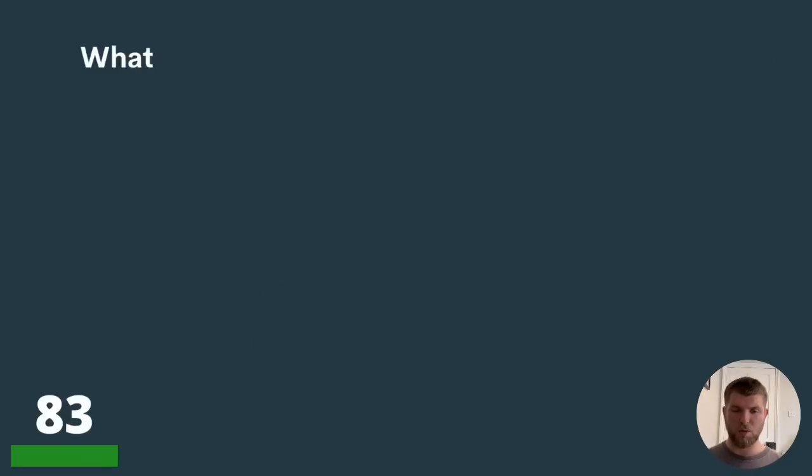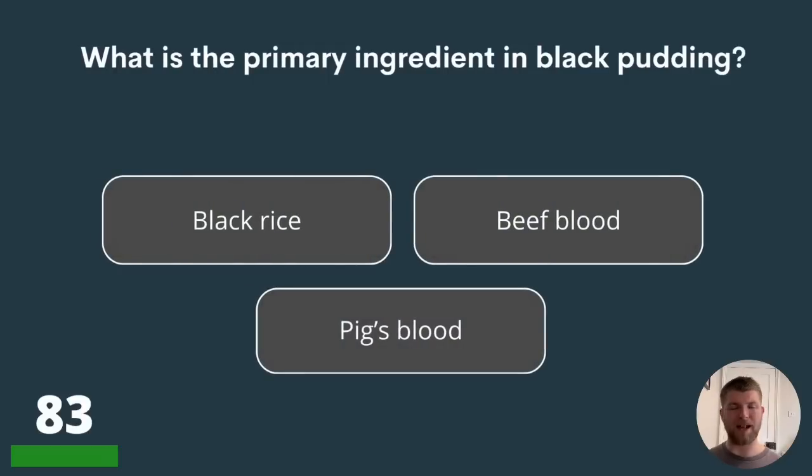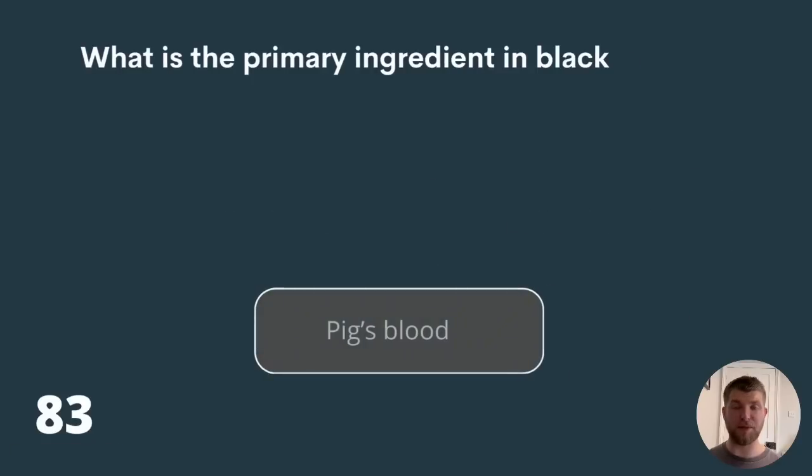83. What is the primary ingredient in black pudding? Black rice, beef blood, or pig's blood? The primary ingredient in black pudding is pig's blood. Black pudding is usually involved in a full English breakfast.